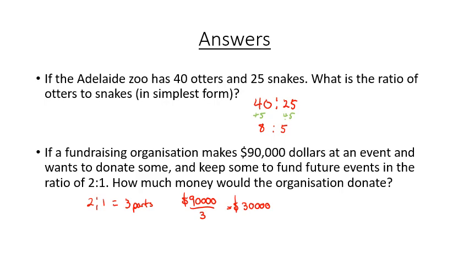Now, if it's in the ratio of 2 to 1, so donate 2 and keep 1, and 1 part is 30,000, in our ratio of 2 to 1, we multiply both sides by 30,000. Then we end up with $60,000 to donate and $30,000 to keep. So therefore, the organisation would donate $60,000.